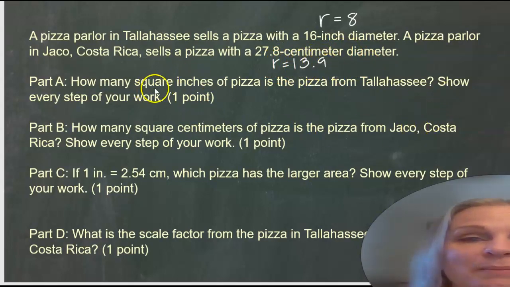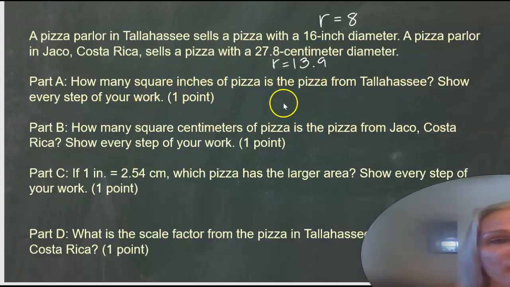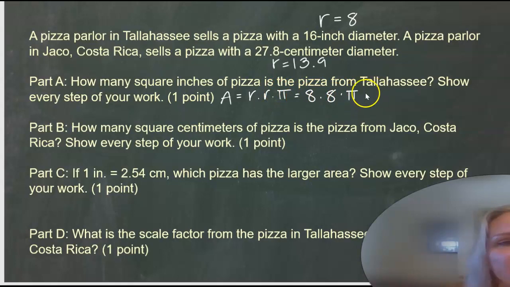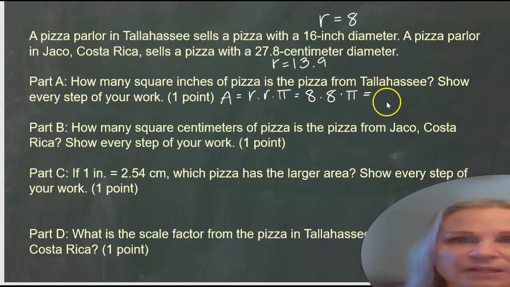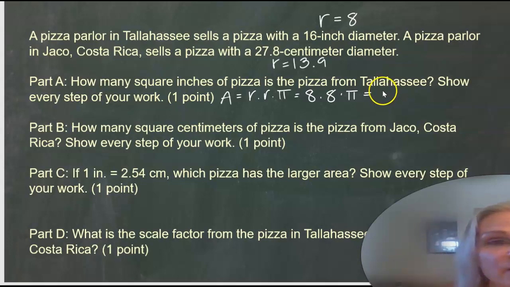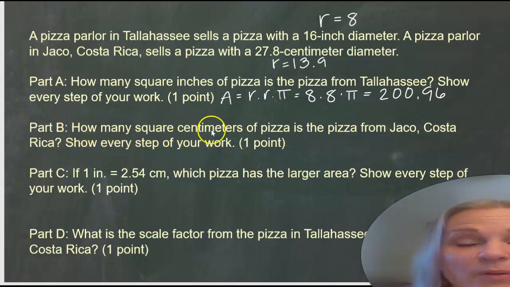Okay. Ooh, how many square inches of pizza is the pizza from Tallahassee? Okay, so let's start out with the Tallahassee pizza. So we've got area is equal to r times r times pi, and that would be 8 times 8 times pi, which is, I guess we're using 3.14. Yeah, it doesn't say. So 64 times 3.14 is 200.96.